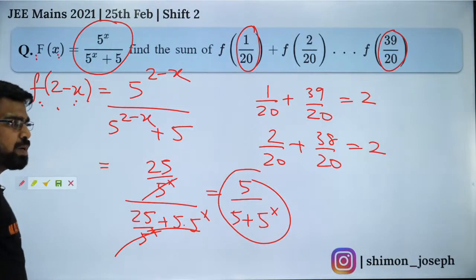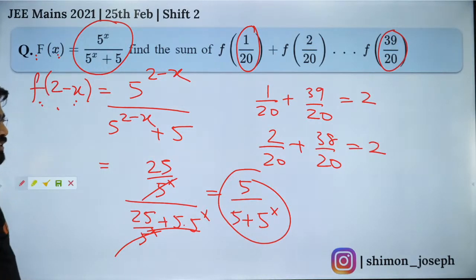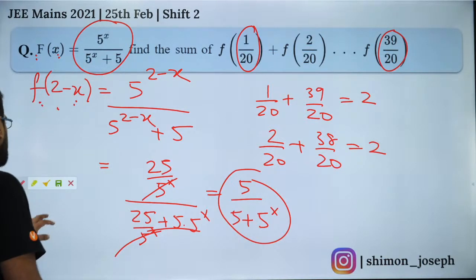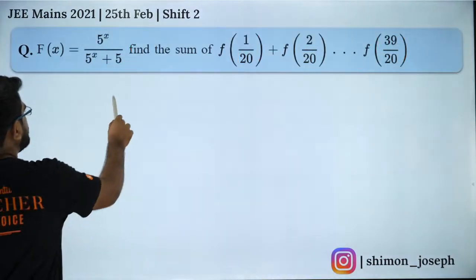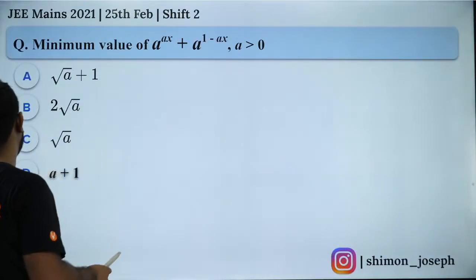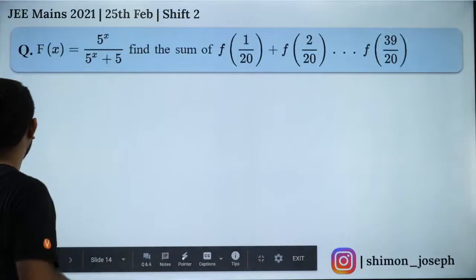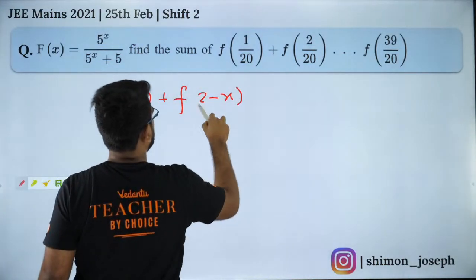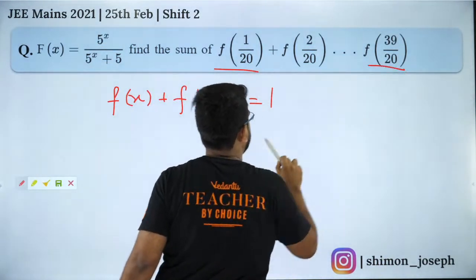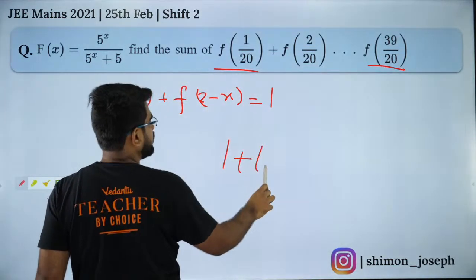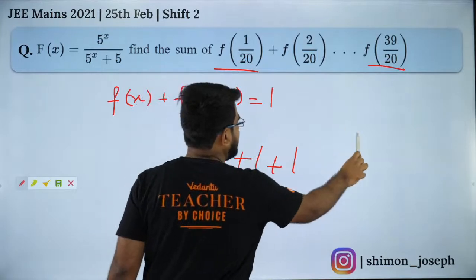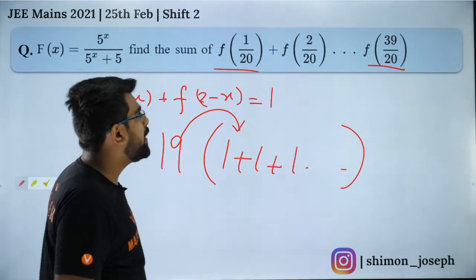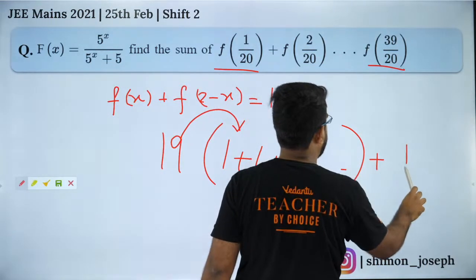So guys, are you all clear with it? Everybody? Yes. Fantastic, guys. Absolutely correct. Now, let us try to write it down. I have f of x. Okay, let me go to the previous slide. I have f of x plus f of 2 minus x is equal to 1. So this plus this is 1. So like that, I will have totally 19 ones. But there will be one term without a pair. So that will give me half.